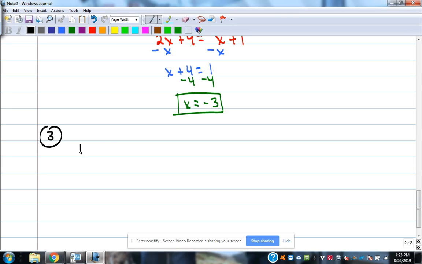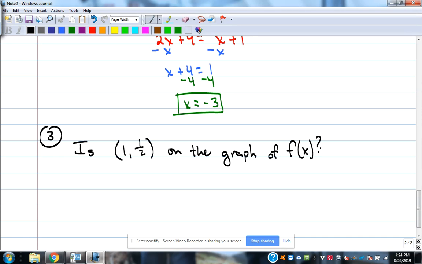Another weird question that could be asked is, is 1, 1/2 on the graph of f of x? What do you mean? You didn't give me a graph. You gave me a problem, not a graph. How can I tell if an ordered pair is on a graph if I don't have a graph? Well, what do I know about that ordered pair? The 1 is what kind of value? It's an x value, and 1/2 is a y value.